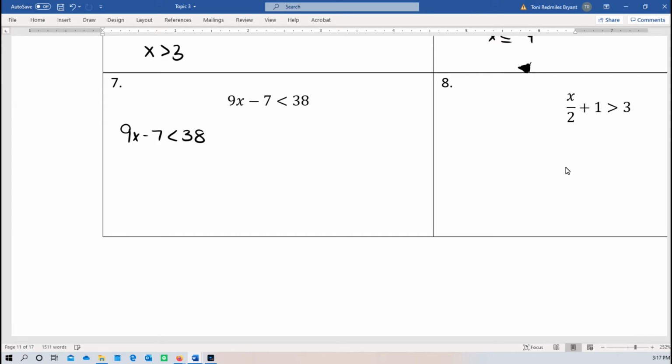All right, in this one, 7 is subtracting x, so the opposite operation would be to add it on both sides. So now we have 9x is less than 45. All right, now I've got to divide out the 9 because it's multiplying the x, and that is the opposite operation. And 9 goes into 45 5 times. So in this one, x is all the values that are less than 5.